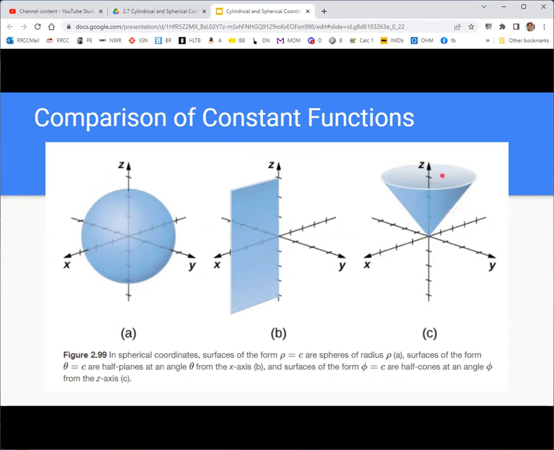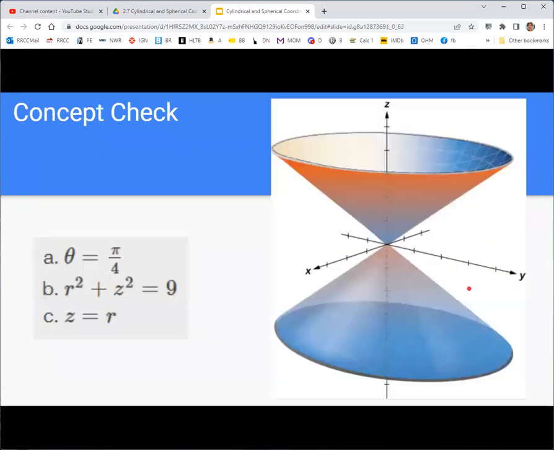Very cool. And of course, if phi was not acute, if it was between 90 and 180, some obtuse angle, it would be a cone down here. All right, so what if I look at this shape and I want to know what the equation is in terms of some other coordinate systems? We looked at these quadric surfaces with rectangular coordinates, but what about using maybe cylindrical or spherical?